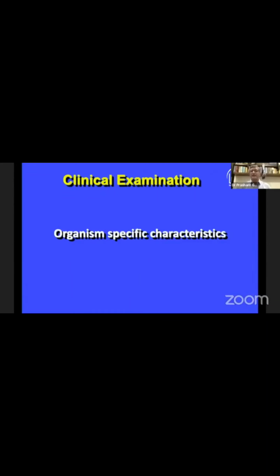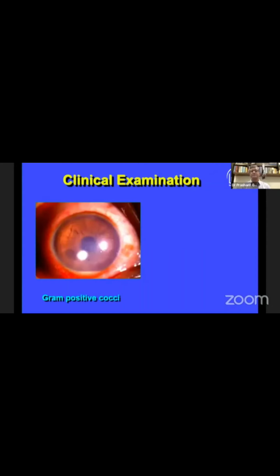Now, there are definitive features that also help you arrive at a diagnosis, which we call organism-specific characteristics. The gram-positive cocci, for example, produce a suppurative infiltrate, but with well-defined edges. If you see this, you see a very well-defined edge. Surrounding cornea shows mild to moderate reaction. And anterior chamber reaction also varies depending upon the virulence of the pathogen.